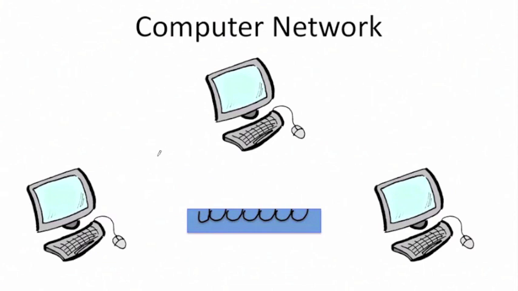A computer network is basically a network or link that is connected between computers, like this, in order to transfer information from one computer to another very quickly. So for example, information from this computer can go to this computer very quickly through this network.